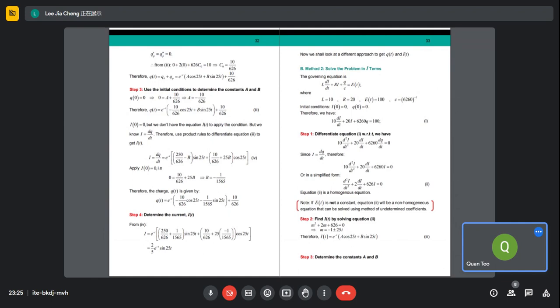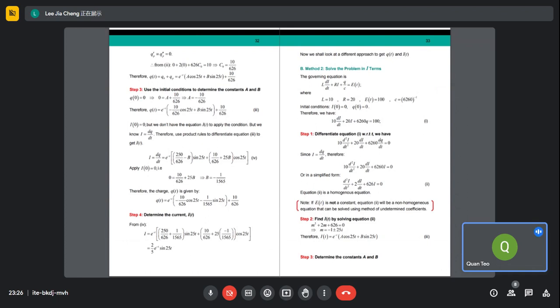So we have to differentiate the q first, and we find that i equals dq/dt equals e to the power of negative t times (250/626 minus b) times 6 sin 25t plus (10/626 plus 25b) cos 25t. After we apply i equals 0 when t equals 0, we found that the constant b will equal negative 1/1565.